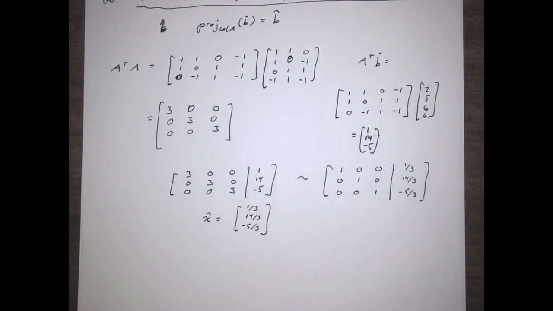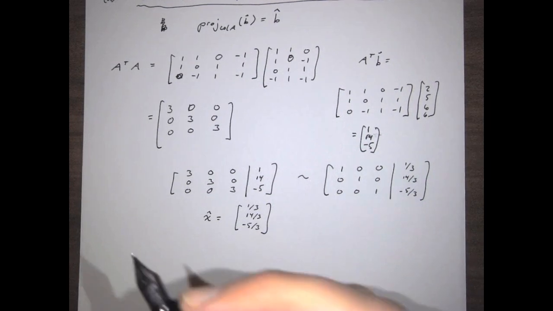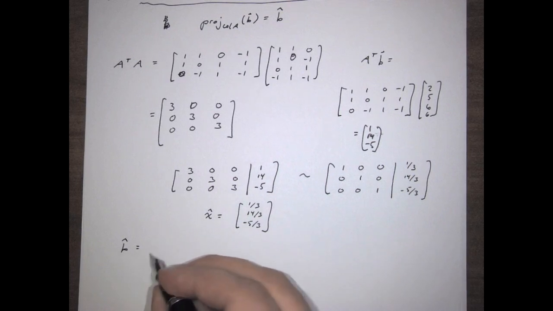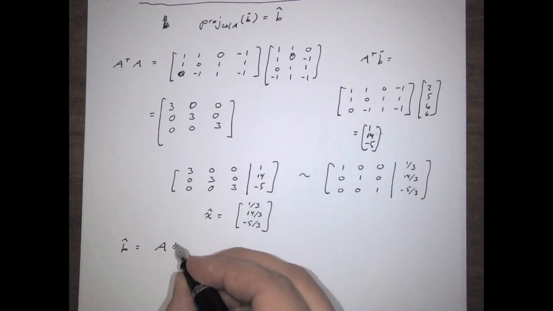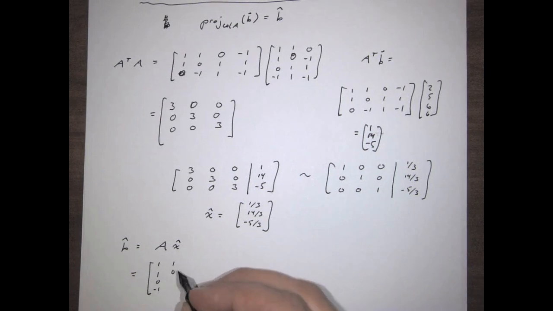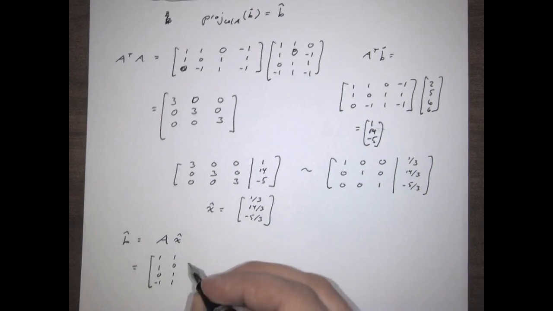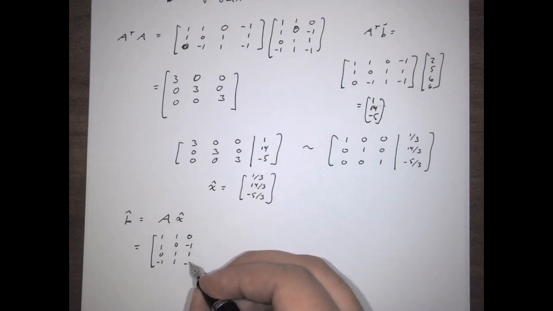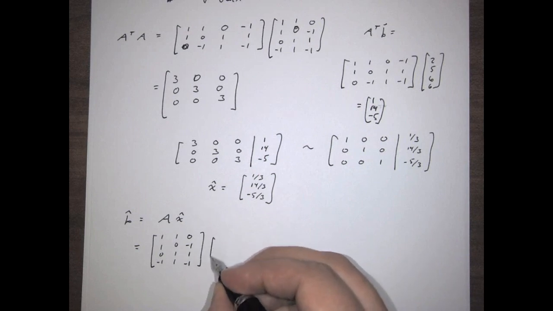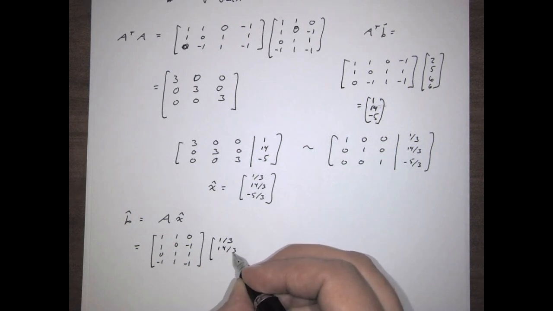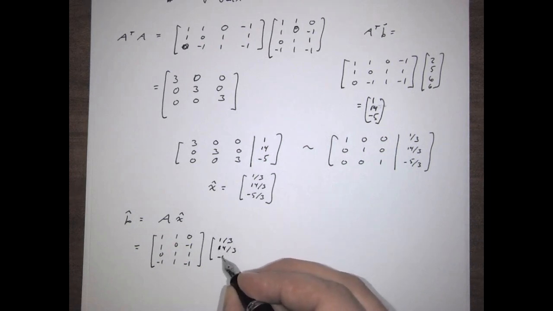But that's not what the question was asking. The question was asking us for the orthogonal projection of B on column A. So B hat is equal to A x hat, which equals: so we got [[1, 1, 0, -1], [1, 0, 1, 1], [0, -1, 1, -1]] times 1/3, 14/3, and -5/3.